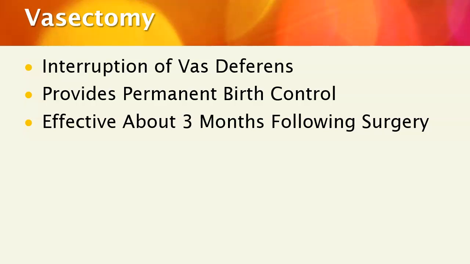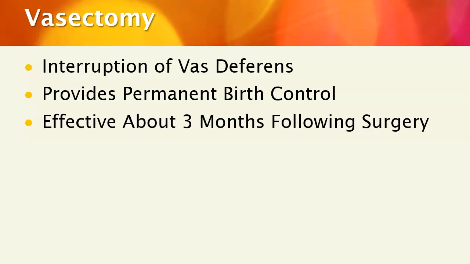Kind of switching gears, we're going to switch over to the vasectomy. Vasectomy is where there's an interruption in the vas deferens within the testes, and this is a method of what they consider permanent birth control, okay? What they're going to do here is they're going to clamp the vas deferens and cauterize it, and this is considered a permanent birth control method.